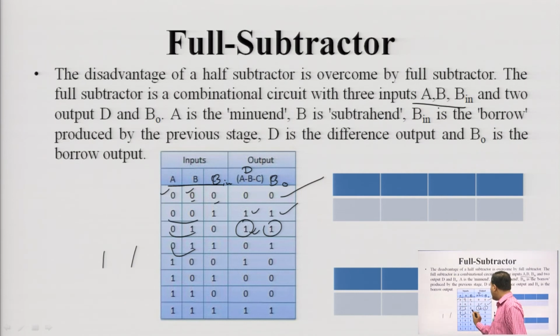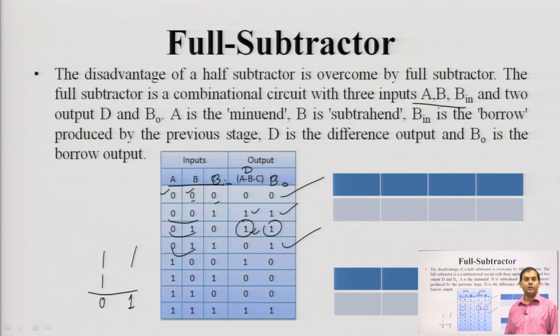Now, 1 minus 1. So, it will be 0, but borrow will remain 1. So, this is the case 0 and 1. Here 1 minus 0, difference 1, borrow 0, and 1 minus 0, the difference will remain 1 and borrow will remain 0. Okay. Next 1 minus 1, difference will be 0, borrow 0, and here 0 minus 0, so difference will be 0 and borrow will be 0.